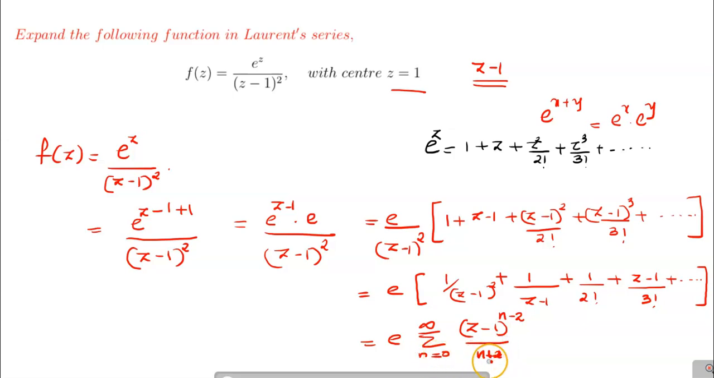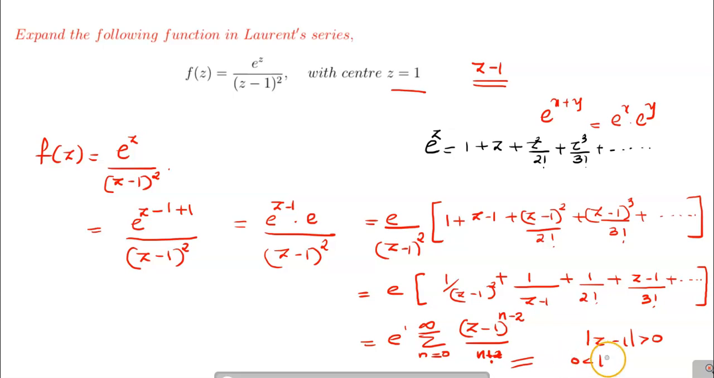That means the first term is 0 factorial, that is 1. And the second term is 1 factorial, that is also 1. And the third term is 2 factorial. That means n is equal to 0, 1, 2, then 3 factorial, etc. So this is the series e into, this is e raised to 1, series n is equal to 0 to infinity (z minus 1) all raised to n minus 2 by n factorial, and this is valid for mod z minus 1 greater than 0.